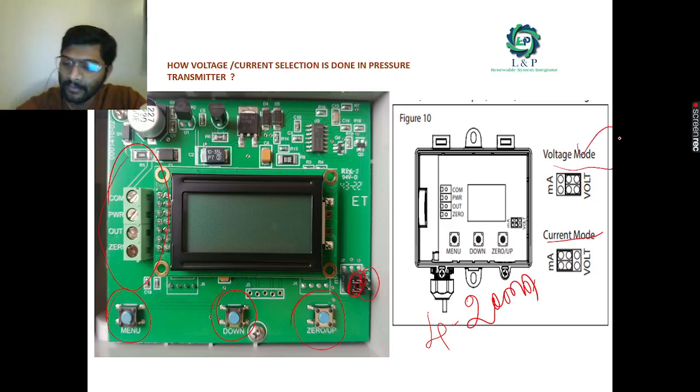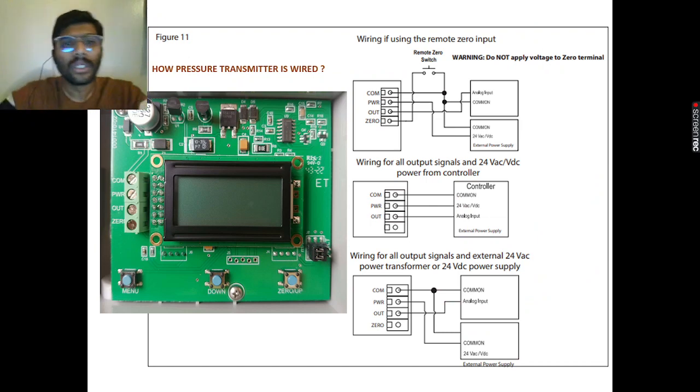Say for example, if you shift this jumper from these two terminals to here, it will change to the voltage mode. Okay, so as I told earlier, now let us try to know how we can wire this pressure transmitter. There are three different methods you can wire this. The first method is the zero terminal method.